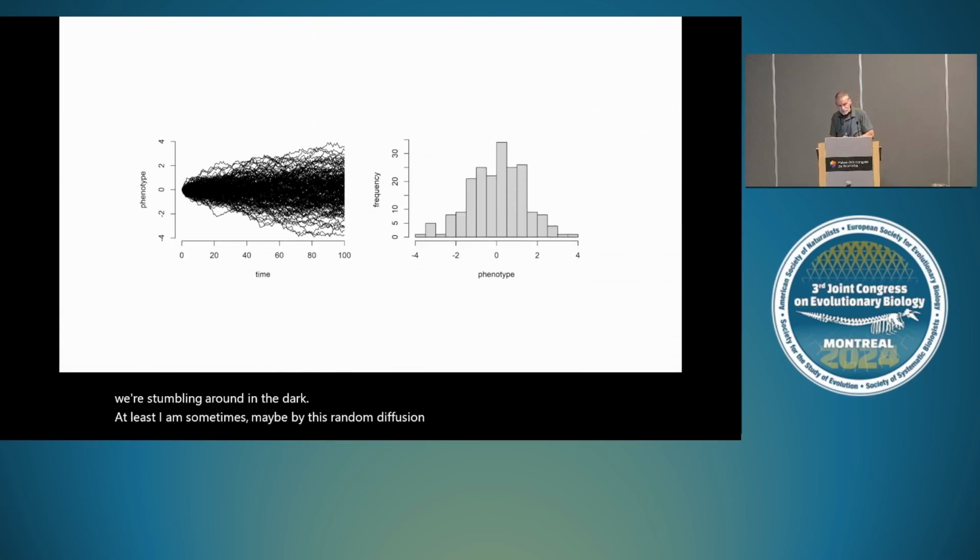Okay. So just as a reminder, this is what Brownian evolution looks like. In this case, 200 iterations of Brownian motion for 100 units of time. And so the histogram on the right side of the plot shows the distribution of trait values across these 200 iterations, which is normal.